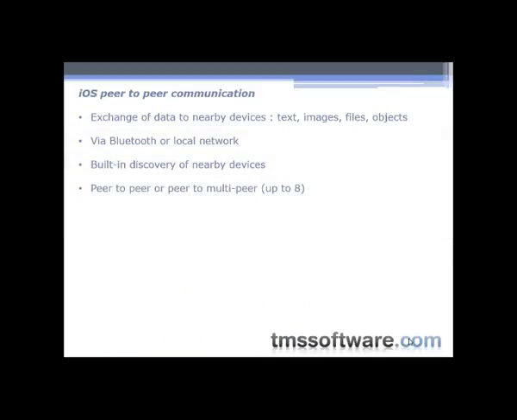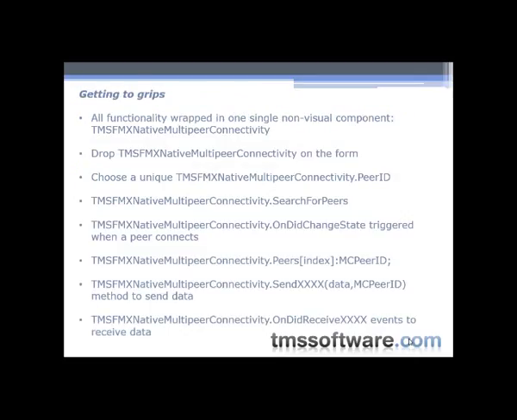iOS peer-to-peer communication, what is it about? It is about exchanging data to nearby devices. And when referring to data, I'm referring to all kinds of things like text, images, files, objects, etc. Communication of this data can be done via Bluetooth or via wireless networking. There is a built-in discovery of nearby devices, and it's not only possible to do peer-to-peer communication, it's also possible to do peer-to-multi-peer communication. In iOS, it's possible to do communication with up to 8 devices.